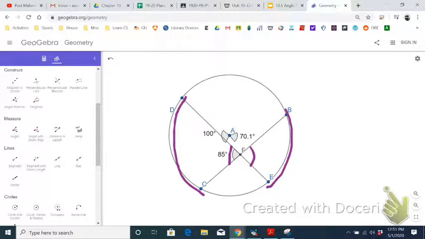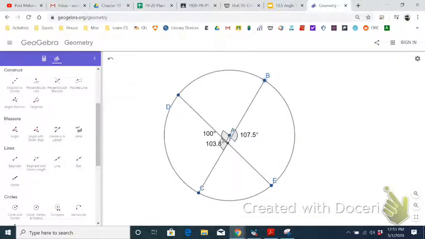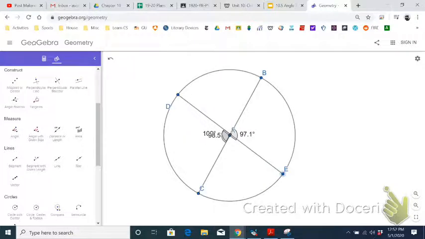And a little relationship between that rule and the rules that we already know is, let's say that these two intersect on the center. Now notice how all these angles are 100, because if they intersect on the center, then this is a central angle, so it's going to equal the arc.